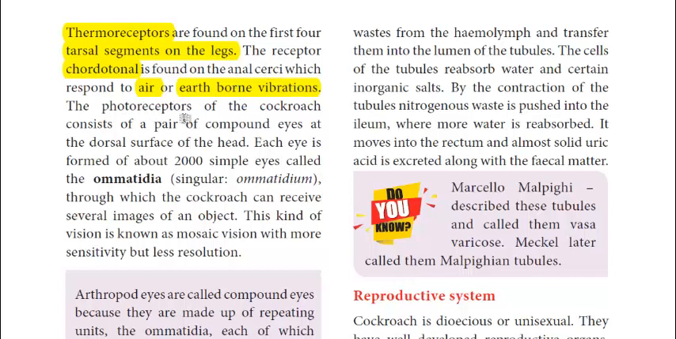Then the photoreceptors of cockroach consist of a pair of compound eyes at the dorsal surface of the head. Each eye is formed of about 2000 simple eyes called ommatidia, singular ommatidium, through which the cockroach can receive several images from an object. This kind of vision is known as mosaic vision, with more sensitivity but less resolution. So this entire paragraph gives the necessary information about the sensory organs of cockroach.